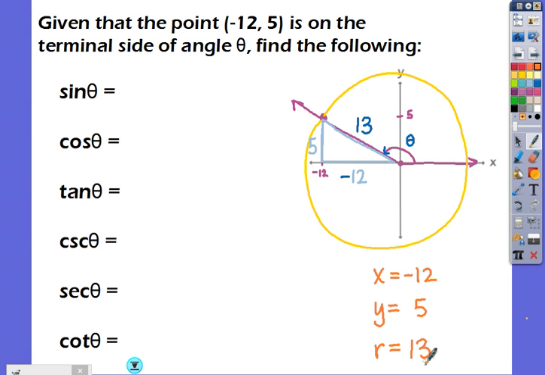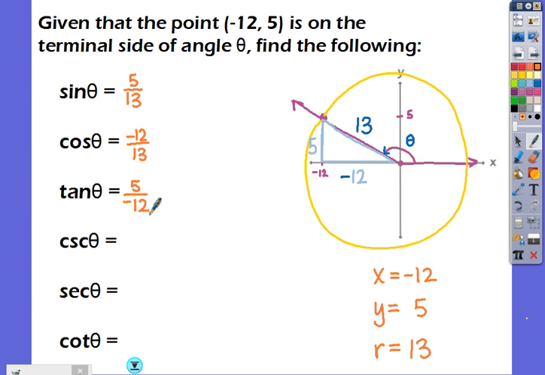So now we can write all of these trig ratios. Remember that sine was y over r. Cosine was x over r. Tangent was y over x.